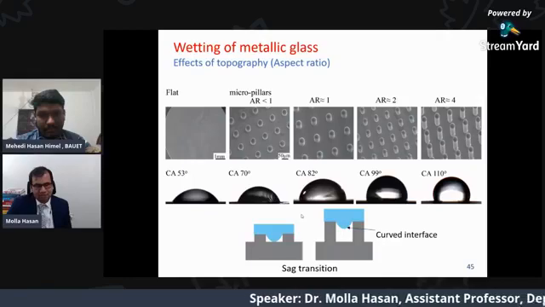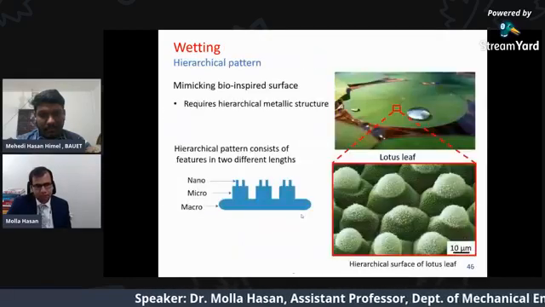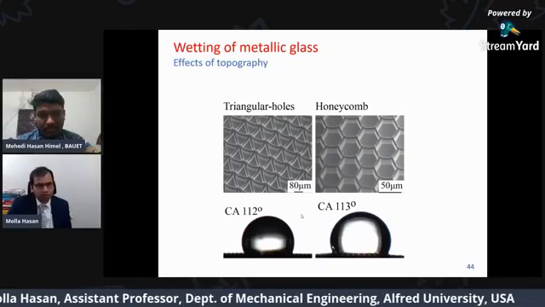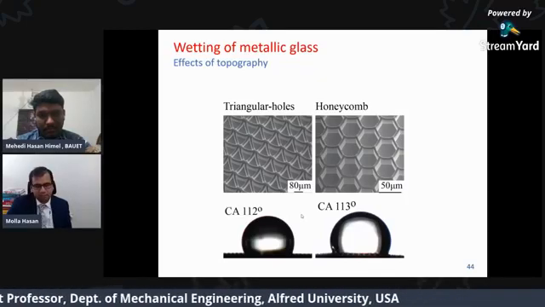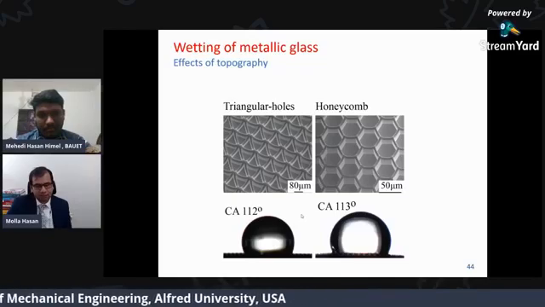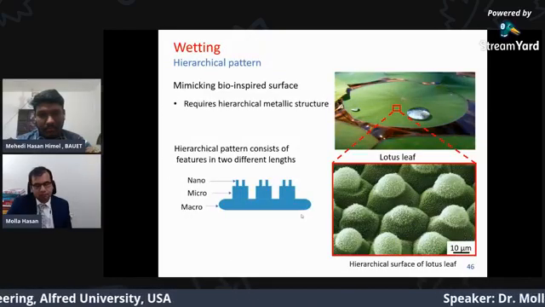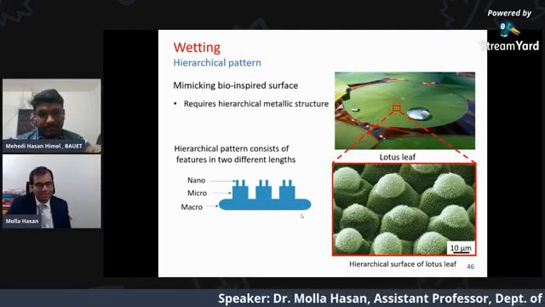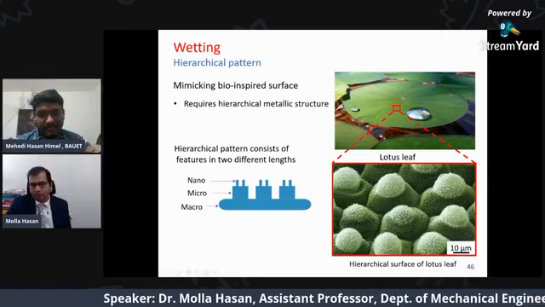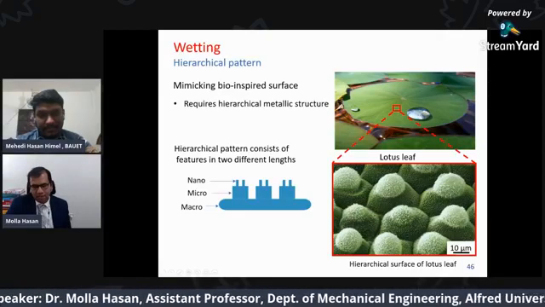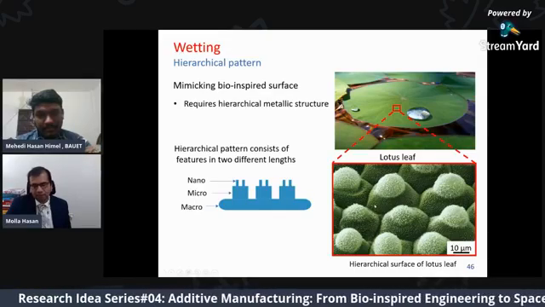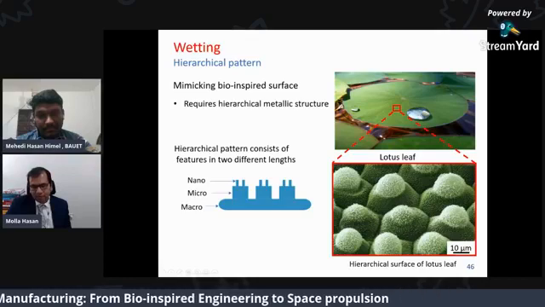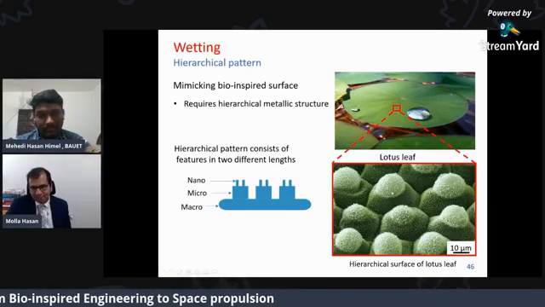So we studied the effect of topography with different aspect ratios and different types of topography, like triangular holes and honeycomb, and we have seen a significant change in results. Next, we move to mimic what is actually in the lotus leaf. As I said, the lotus leaf has a two-tiered pattern. You have a micro pattern, and then on top of that, these nano flecks.